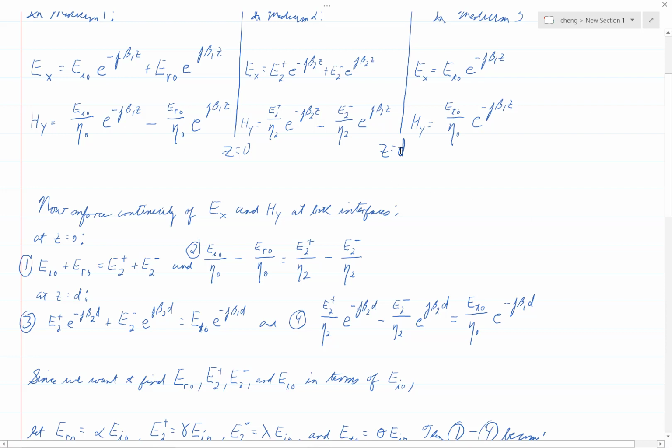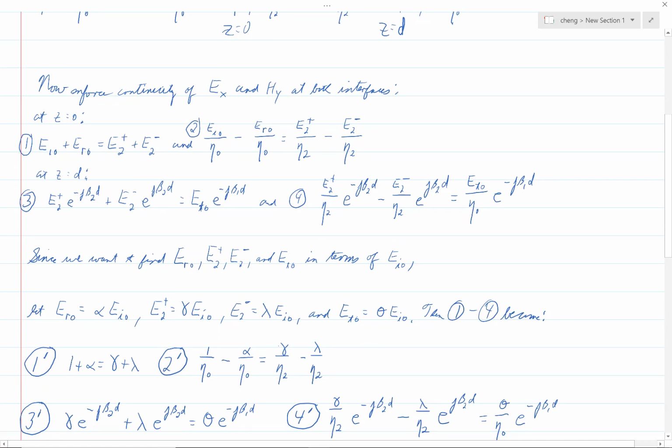When we enforce the boundary conditions at the interface z equals 0, the continuity of E_x will give us equation 1, and continuity of H_y will give us equation 2. Both of those boundary conditions are obtained at the boundary z equals 0. At the boundary z equals d, we do the same kind of thing. This is the equation we get by enforcing continuity of the electric field, and number 4 is the equation we get by enforcing continuity of the magnetic field.